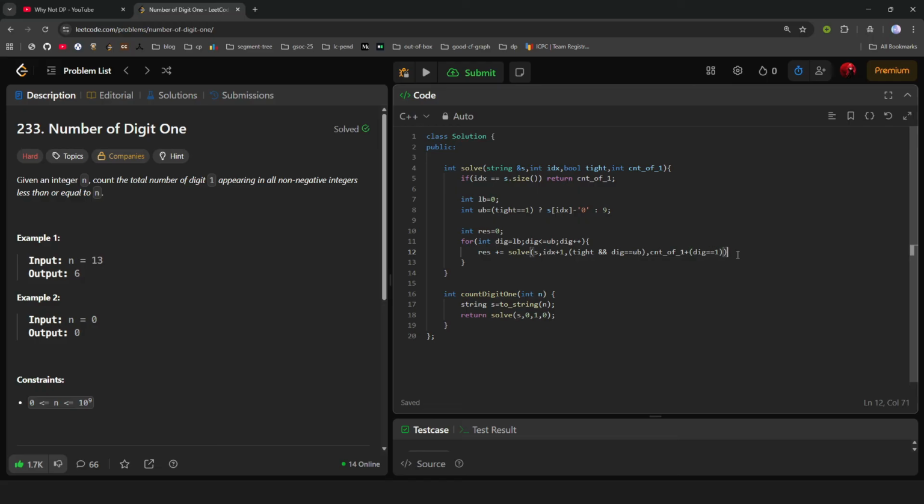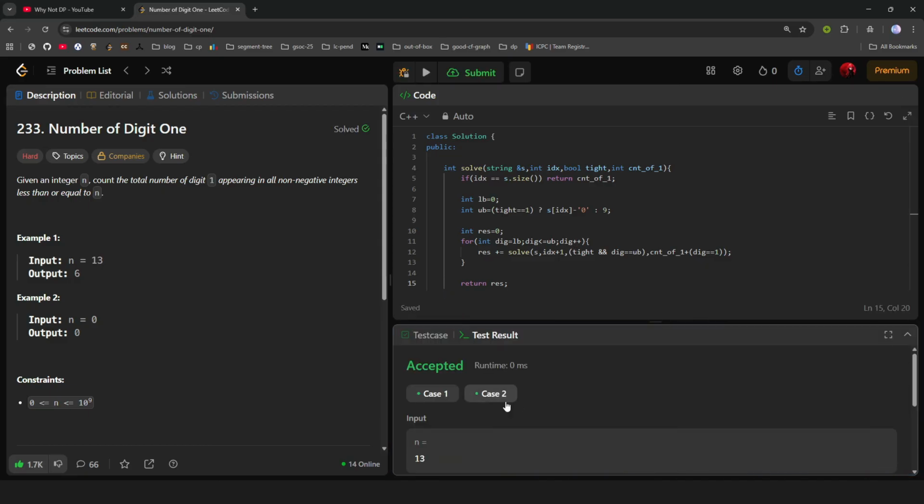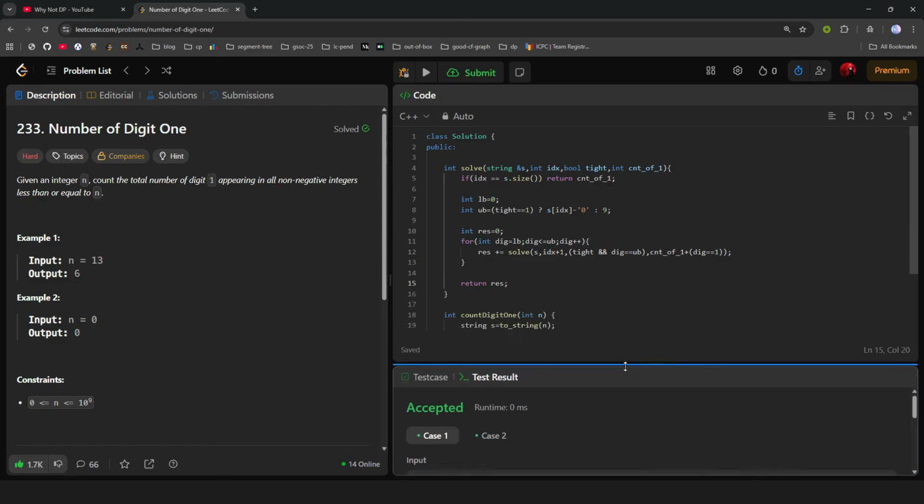So if the current selected digit is equal to 1, then it will add up to the already existing count of 1 and will pass it to the next iteration. And then we simply have to return this result, right? So I think I have written the code here. So if I try to run it, let's see what happens. As you can see here, both the test cases are getting passed, so our solution is correct, right?